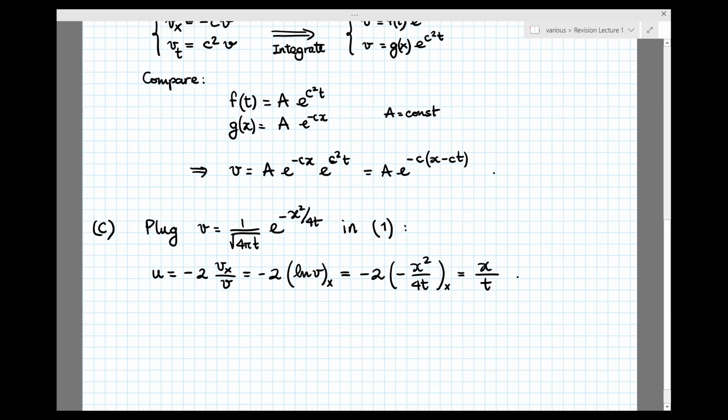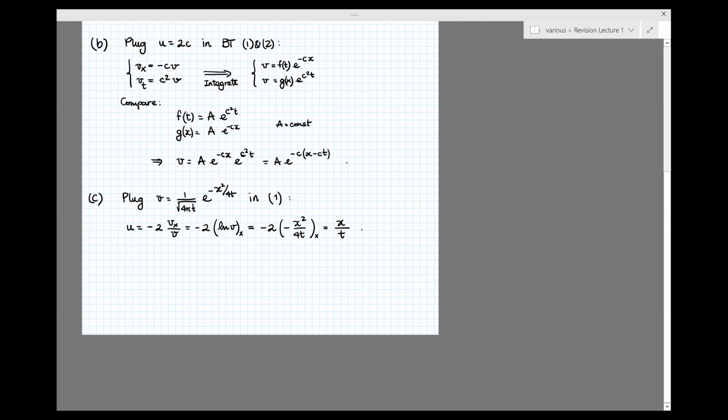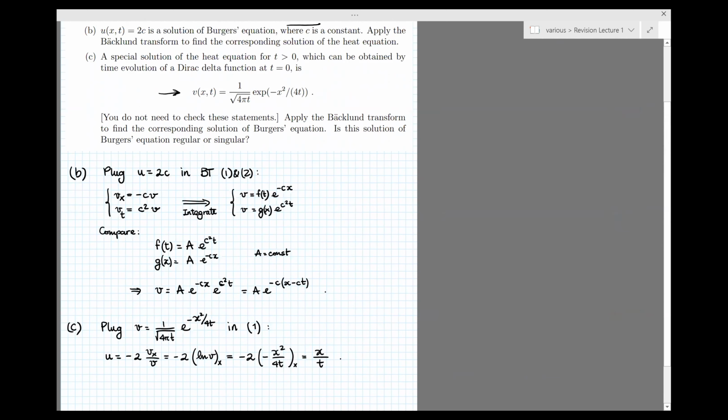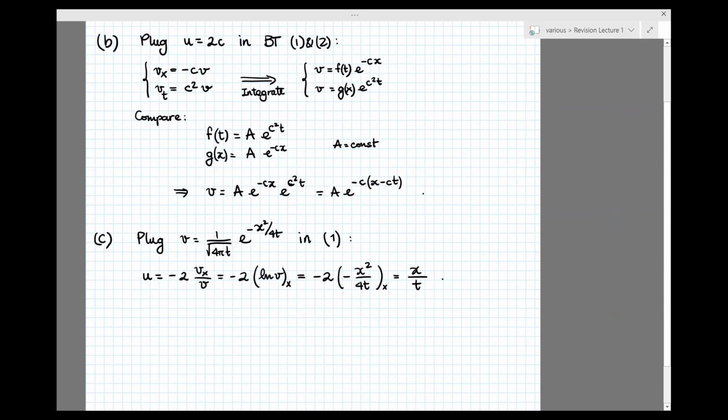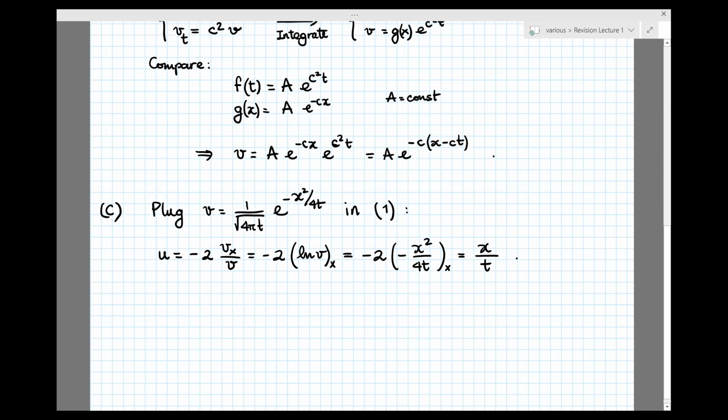So this is the solution of Burgers' equation that we were after, and next we'll ask whether this solution of Burgers' equation is regular or singular. And here the answer is that the solution is singular because it diverges for t equals 0.